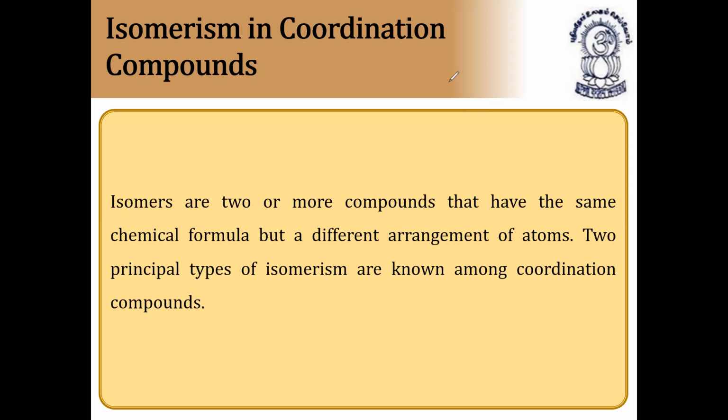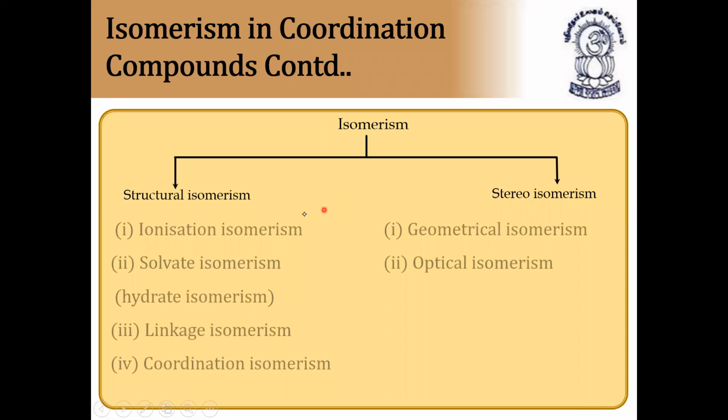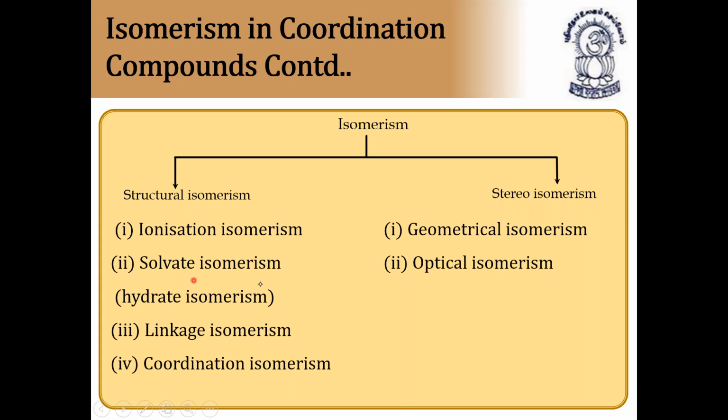Now let us continue. Next concept. Isomerism has two types mainly: structural isomerism as well as stereoisomerism. In structural isomerism, you will get ionization isomerism, solvate isomerism, also called hydrated isomerism, next linkage isomerism, and coordination isomerism. And in stereoisomerism, geometrical and optical. So definitely you can expect a question from these isomerisms. They'll ask which type of isomerism the compound here shows.